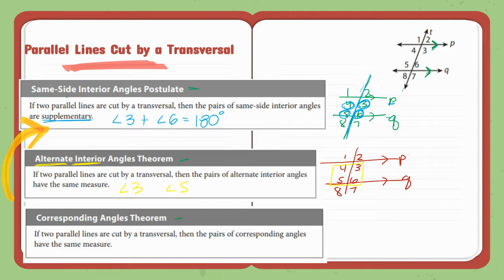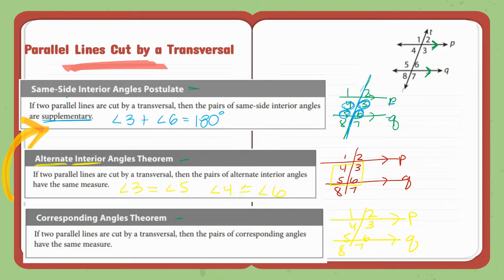So basically this is saying that angle 3 is going to be congruent or equal to angle 5. Another set of alternate interior angles would also be angle 4, which would be equal to, hop over the line, angle 6. Okay, next one. 1, 2, 3, 4, 5, 6, 7, 8.